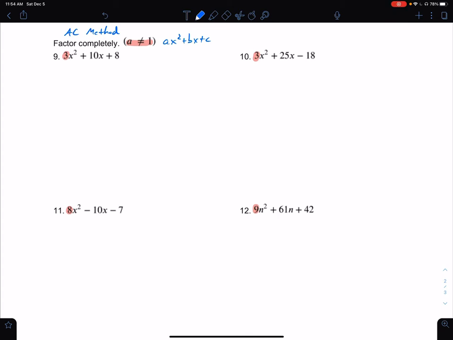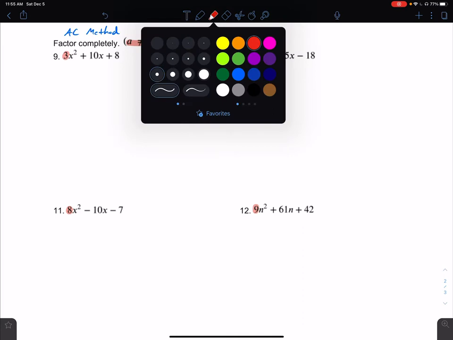The AC method is kind of a combination of your factor sum method and the factor by grouping method, which are the two videos that we did before this. So what I want to do is take A times C, which in this case is 3 times 8, and that's going to give me 24. And then I want to find the sum of my B term, which is 10.